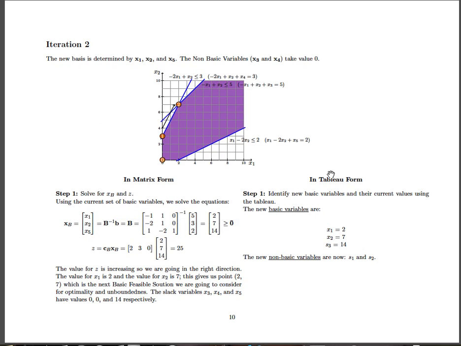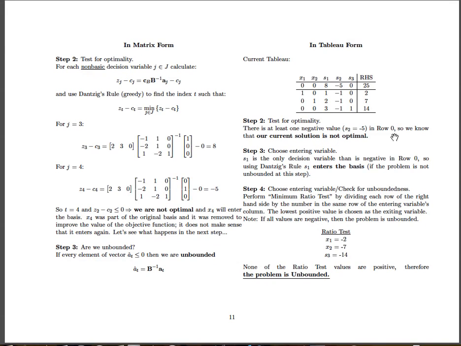And again, we do the same thing. We identify our new basic variables. We have x1 equals 2, x2 equals 7, and our third slack variable equals 14. We can see that in both places because here's our new tableau right here.